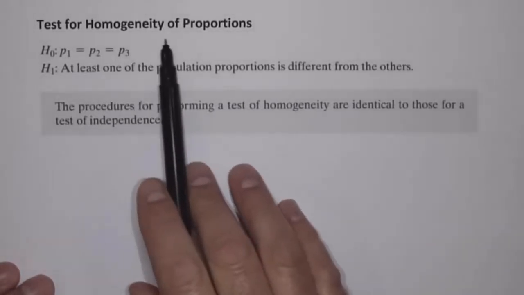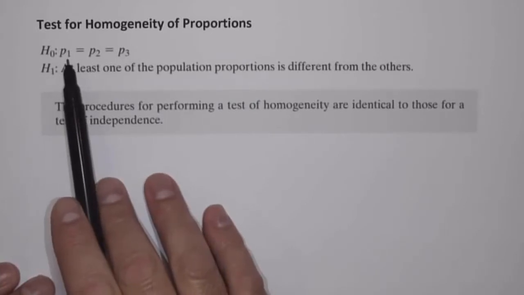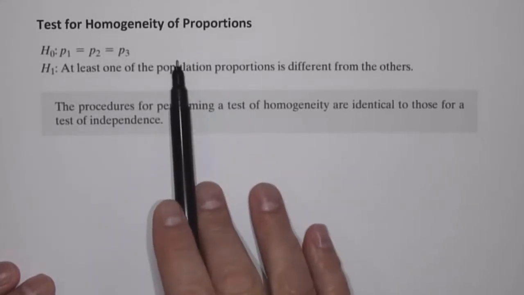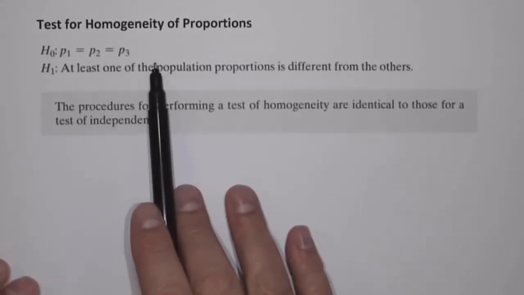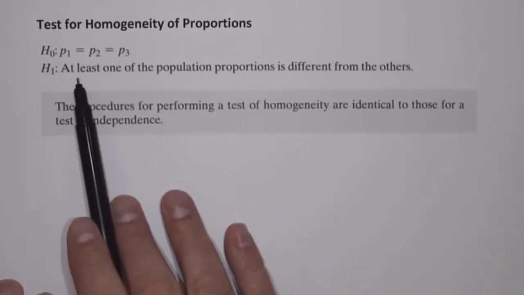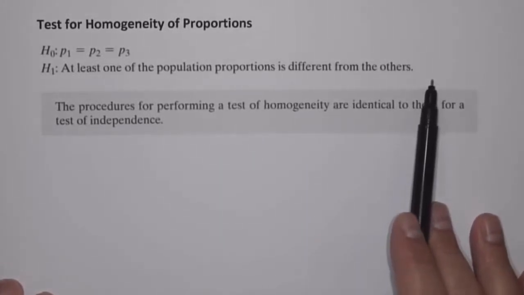So, a test for homogeneity of proportions. Our null hypothesis is going to be that P1 equals P2 equals P3 equals P4 equals P5 and so on, depending on how many different populations we're looking at. The alternative hypothesis will be that at least one of the population proportions is different from the others.